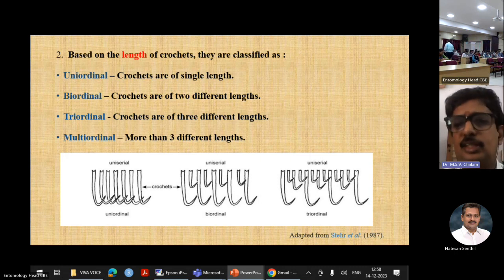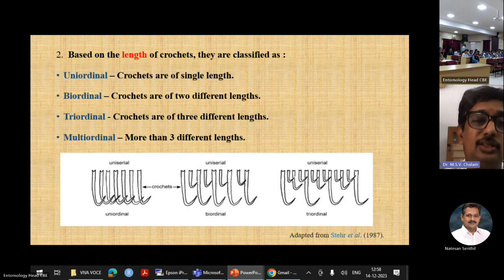So while describing the crotchets, we will call it uniserial, uniordinal crotchets: one series, one length. Uniserial, biordinal; uniserial, triordinal; uniserial, multiordinal. Like that, biserial, uniordinal; biserial, biordinal; biserial, triordinal; biserial, multiordinal. We can have the combinations. So series refers to the number of circlets, whereas the term ordinal refers to the length of the crotchets.